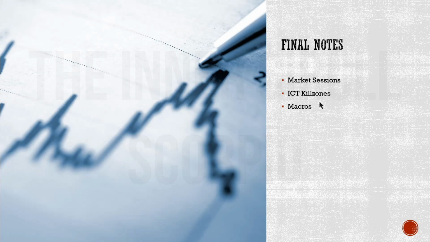We talked how ICT kill zones reduce the time of trading in which we have to be in front of the charts. And then we talked about macros, which are the most important time windows during those kill zones. So we just have to be present in front of charts to take a trade in this time period. So we have to be in front of the charts in the kill zone time to get an idea of where the chart is going, and then we execute during the macro time.